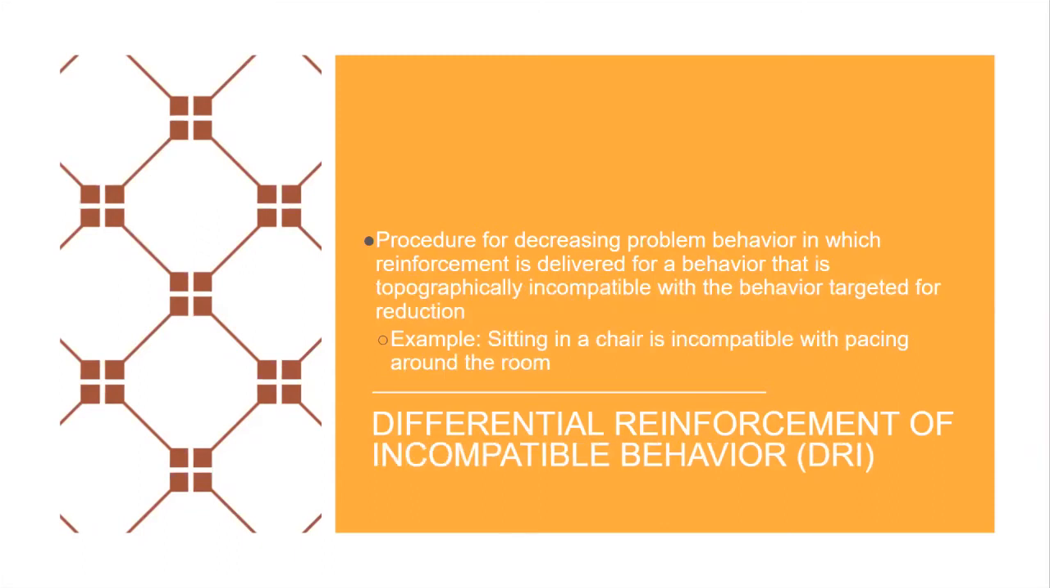Differential reinforcement of incompatible behavior, which is a DRI, is a procedure for decreasing problem behavior in which reinforcement is delivered for a behavior that is topographically incompatible with the behavior targeted for reduction. For an example, a child sitting in a chair is incompatible with pacing around the room. Another example could be playing with a stress ball instead of moving and flapping your hands around. It is impossible for the child to be flapping their hands while holding onto the ball.